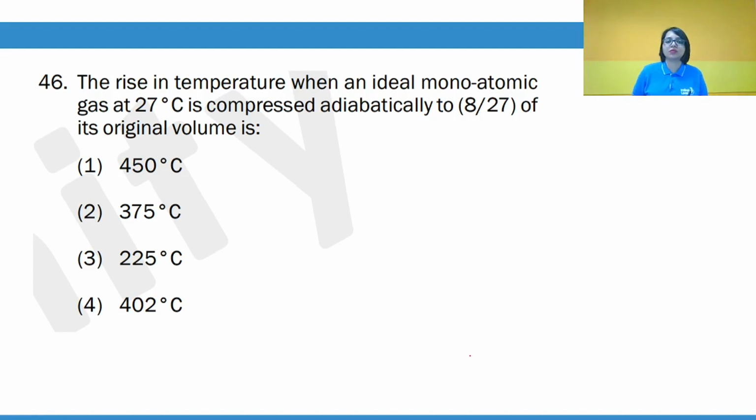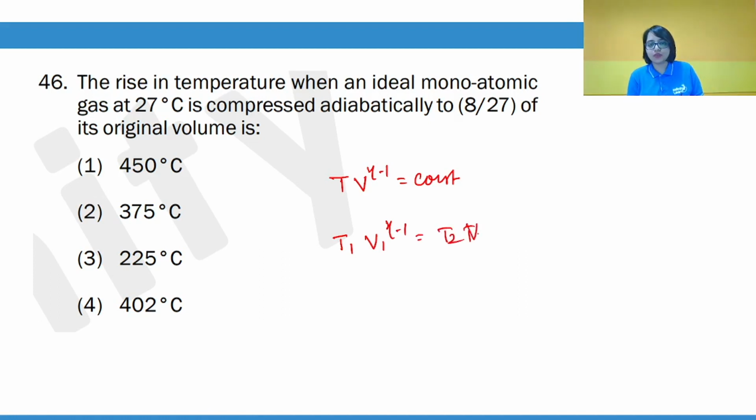Question number 46. The rise in temperature when an ideal monoatomic gas at 27 degrees Celsius is compressed adiabatically to 8 by 27th of its original volume is. So we have an adiabatic process. So we have T V to the power gamma minus 1 is equal to constant, right? And we have a monoatomic gas. So gamma is 5 by 3, right? So we can write T1 V1 power gamma minus 1 is equal to T2 V2 power gamma minus 1. So T2 will be T1 (V1 upon V2) power 5 by 3 minus 1, that is 2 by 3.